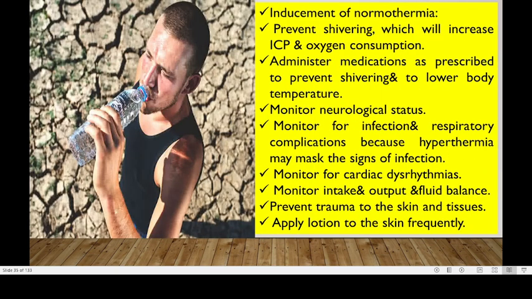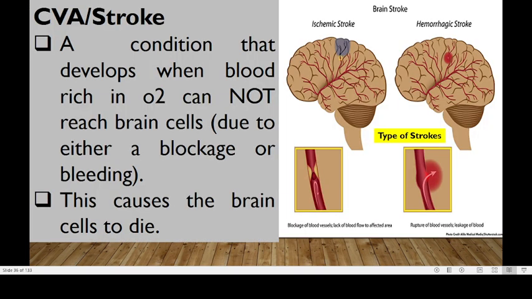Okay? Okay, guys. The next condition is CVA. This is stroke, and this is a condition that develops when the oxygen-rich blood cannot reach the brain cells. And it could be due to a blockage, or bleeding, and this causes the brain cells to die. So mostly we normally have two types of CVA. It could be ischemic or hemorrhagic.